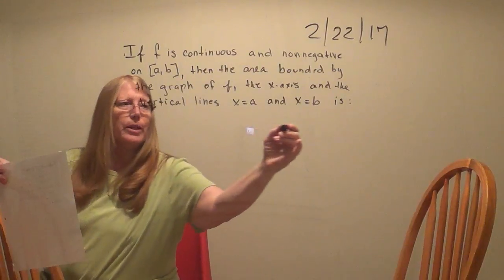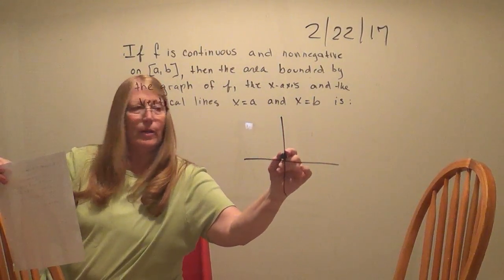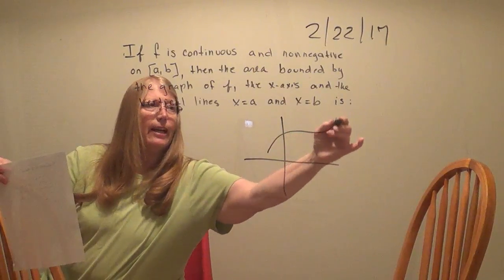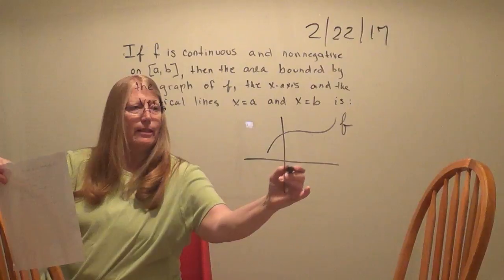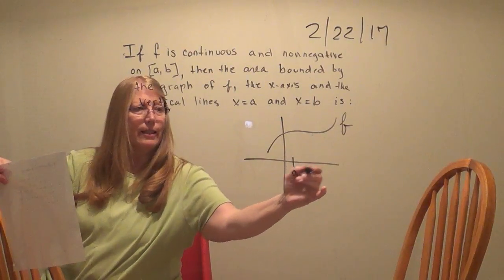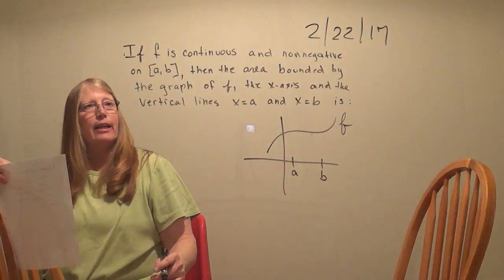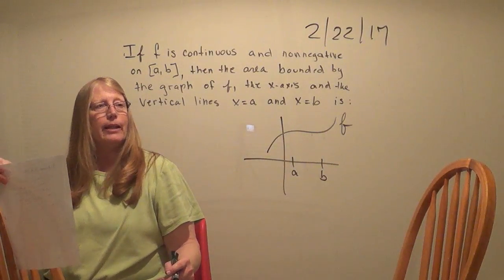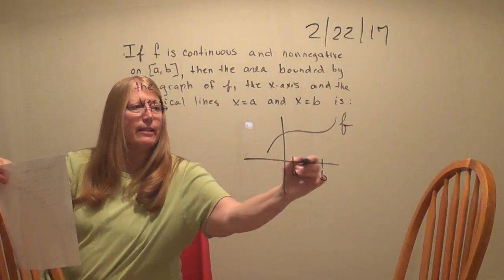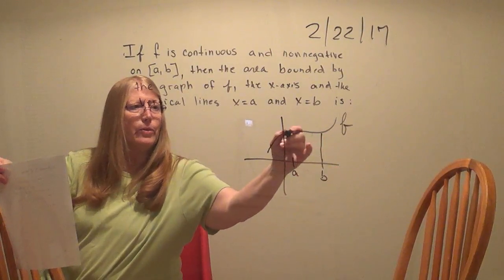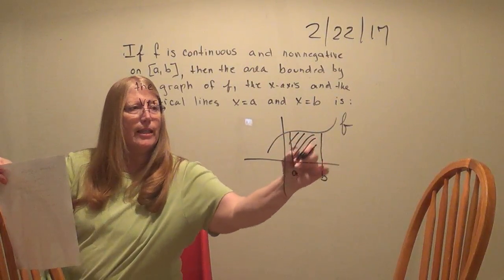Well, first of all, what are we talking about? Let me draw what we're talking about. So we're looking for a graph like f. Here's a function. And we'll say this is a and this is b. It says we have a continuous non-negative function on [a, b]. Then the area bounded by the graph, the x-axis, and x equals a and x equals b. So we're looking at this area right here.